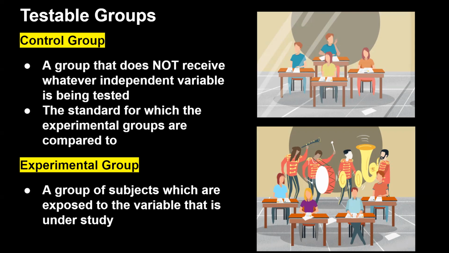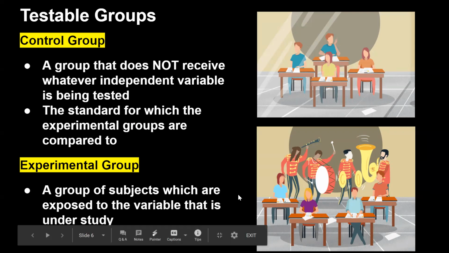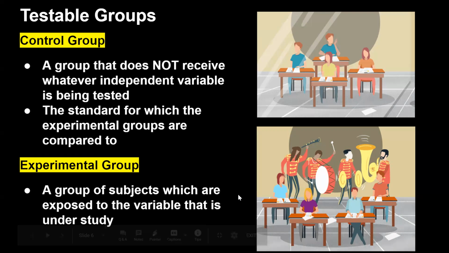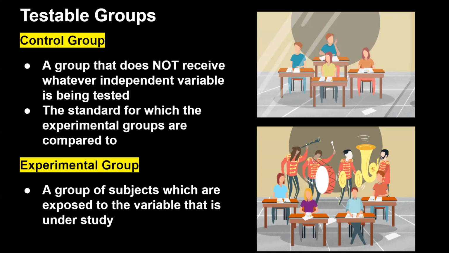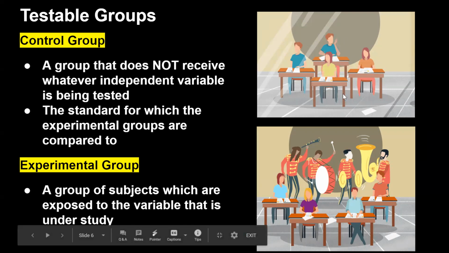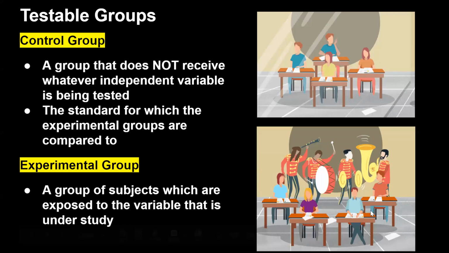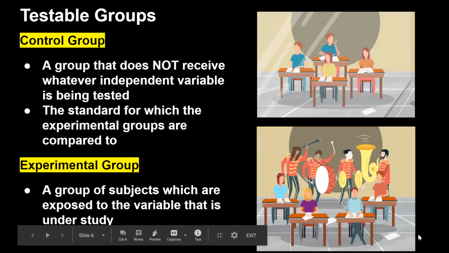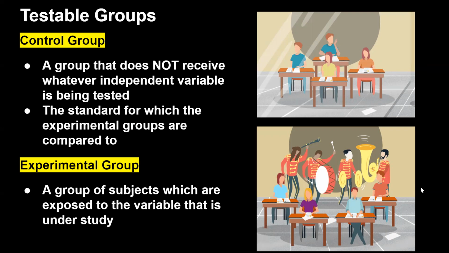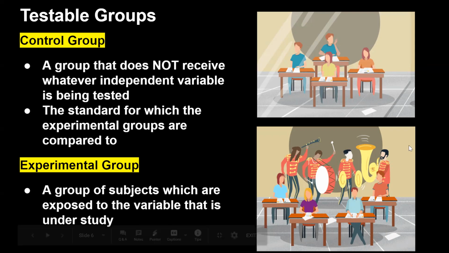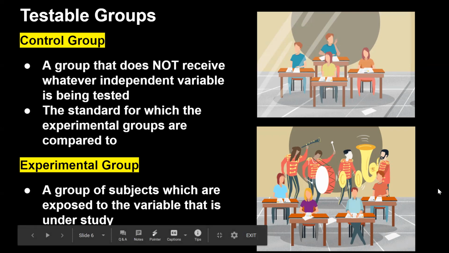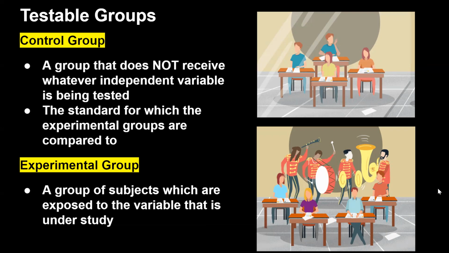And your experimental group, which is this group down here, is going to be the group of subjects that are exposed to the independent variable. So in this example, we see our control group, there's a group of kids studying or working. And our experimental group is still a group of kids studying or working, but now we've added in this variable of a band playing, presumably very loudly. If I were to look at this experiment and try to guess what they were testing, I would say they're probably testing the effect of a really loud band on students' study habits or their work efficiency or something like that.